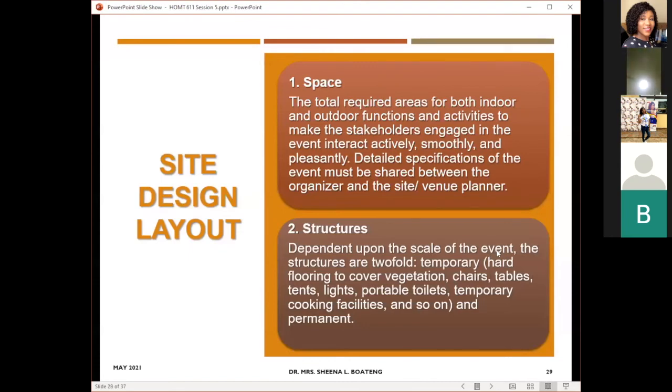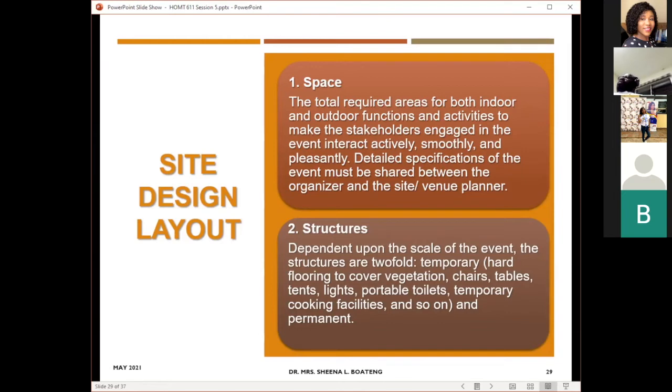So when we talk about space, we are looking at the total required area for both indoor and outdoor functions, and the activities that will keep stakeholders engaged in the event. So in setting out the layout in the space, looking at how big or small the space is, you need to consider how your attendees will be able to interact actively, smoothly, and pleasantly. Like I said, if an attendee, to move to another table to talk to somebody, has to squeeze through different chairs and tables, and sometimes has certain body parts rubbing on other people, it will definitely not be a smooth or pleasant experience, will it?